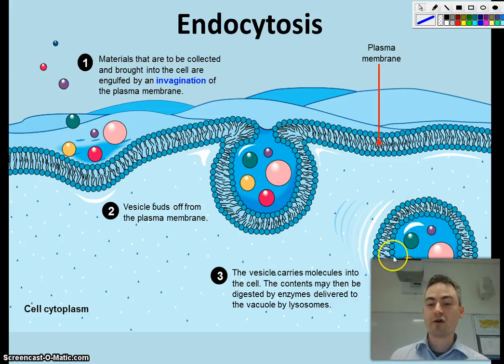It might then go and merge this vesicle with a lysosome, and that's not a problem because a lysosome is also a membrane-bound vesicle, so they can fuse together, and the digestive enzymes in the lysosome could then break down those particles into small things that the cell might then recycle, for example.